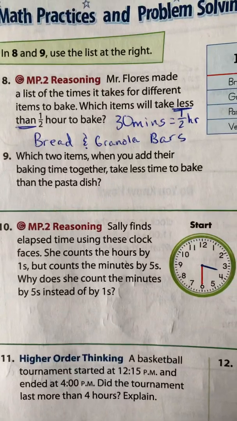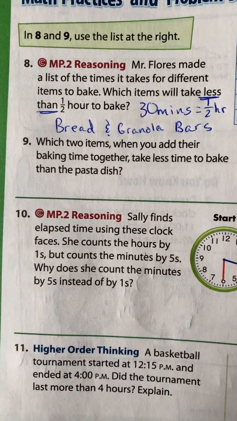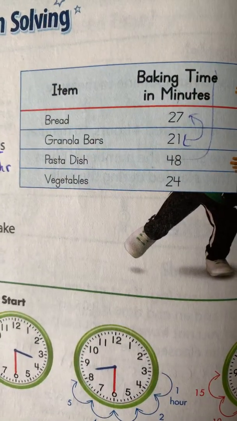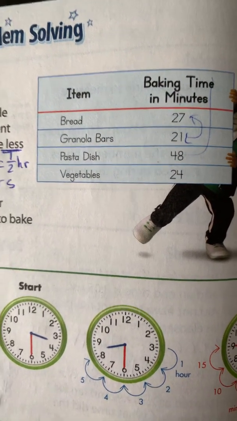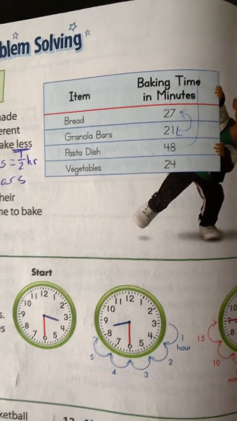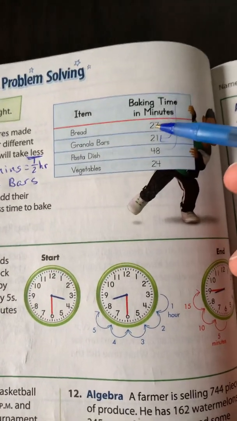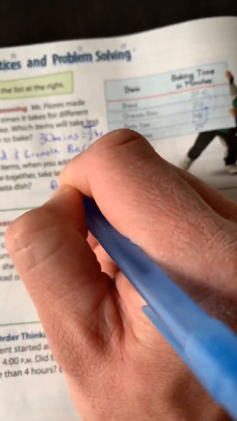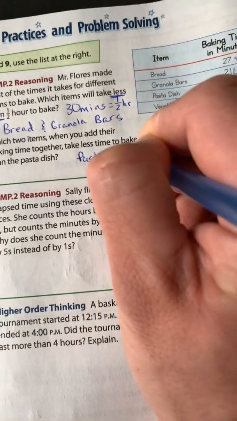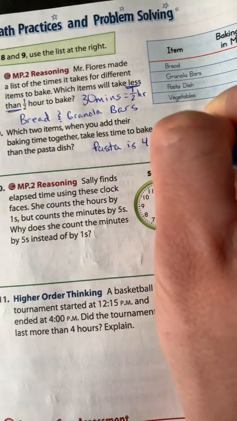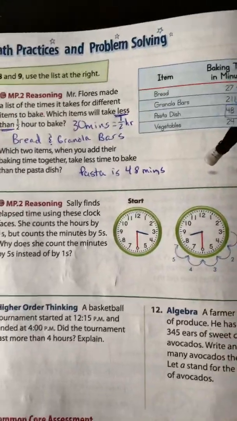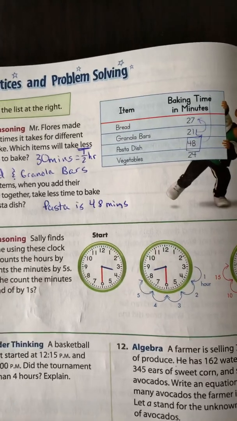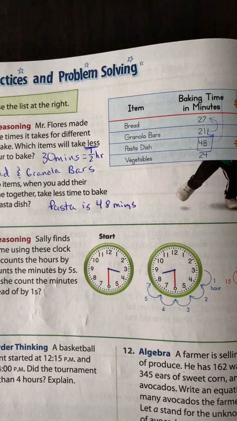Okay. Which two items, when you add their baking time together, take less time to bake than the pasta dish? Well, the pasta dish takes 48 minutes. So I'm going to give you guys a chance to solve this one on your own. We have to get less than 48 minutes. The pasta is 48 minutes. So which two other ones, when you add them up, are less than 48 minutes? I'll give you a chance to solve it.